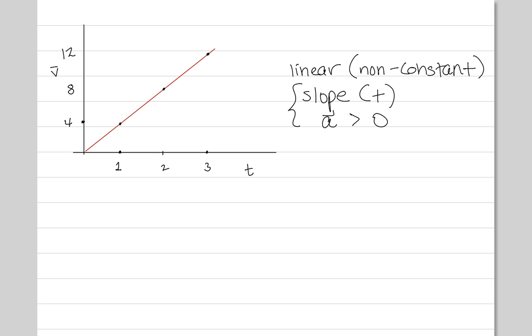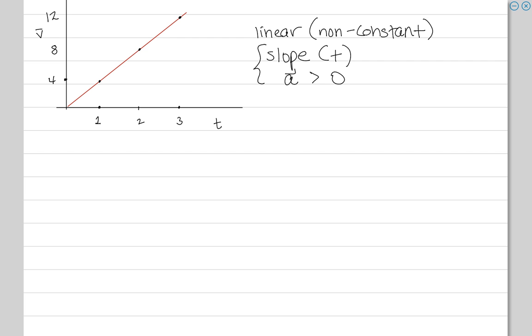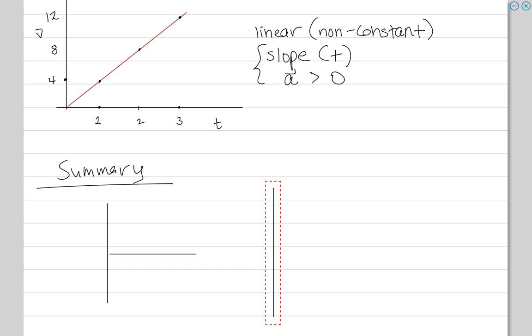Okay? So let's summarize this. And it'll just be two graphs to make a summary. And this is for VT graphs.